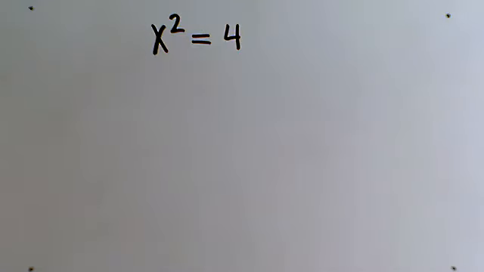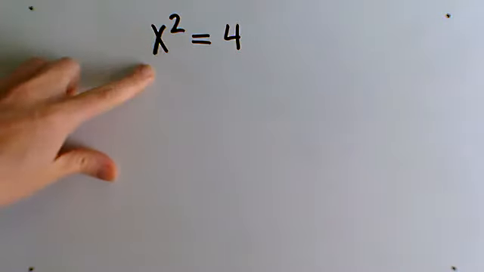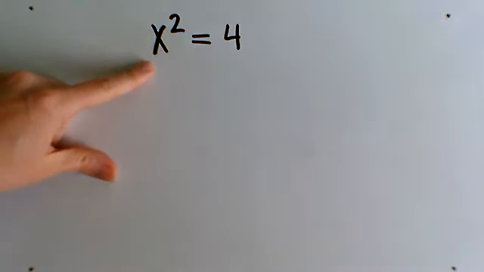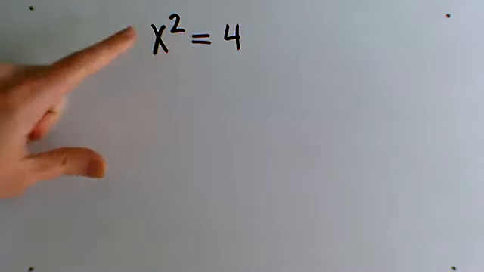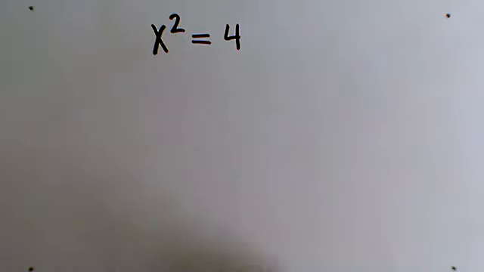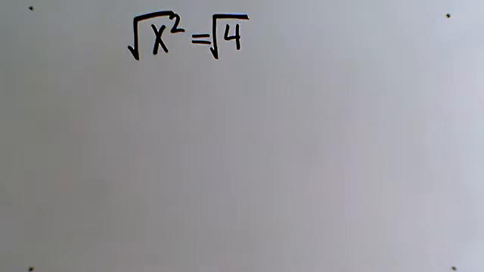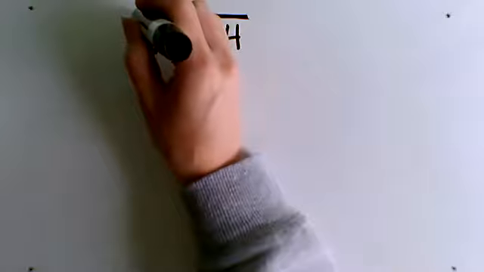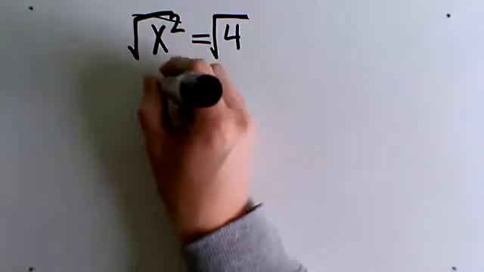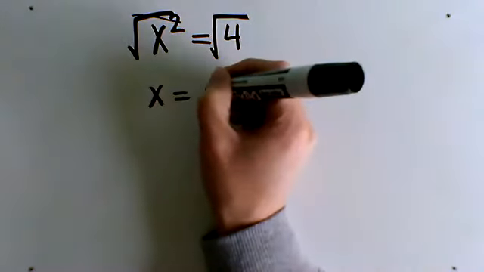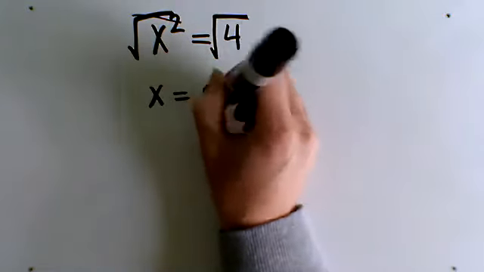In this first example, we have x squared equals 4. So x squared is our squared term, and it's already by itself. We know that we can undo an exponent of 2 by taking the square root of both sides. So if I take the square root of x squared, I know that these are inverses, so they undo each other, and we're left with just an x. And I know that the square root of 4 is 2.